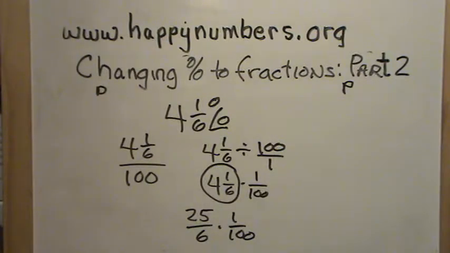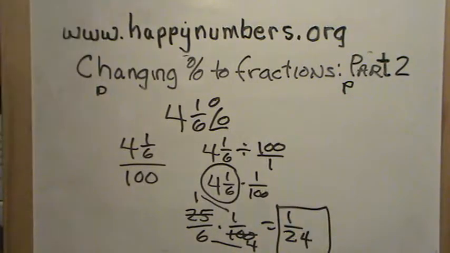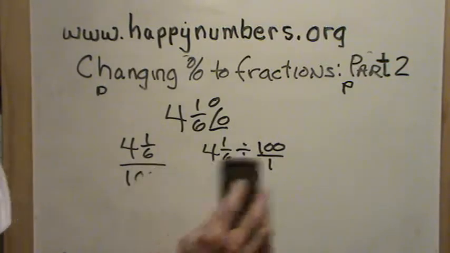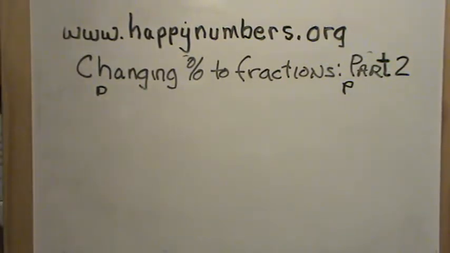Now I can cancel. 25 goes into 25 once. 25 goes into 100 4 times. Now I multiply. 1 times 1 is 1. 6 times 4, 24. Good. Few steps in this. It's not quite as easy as the other ones. Okay, let's put up one here for you.